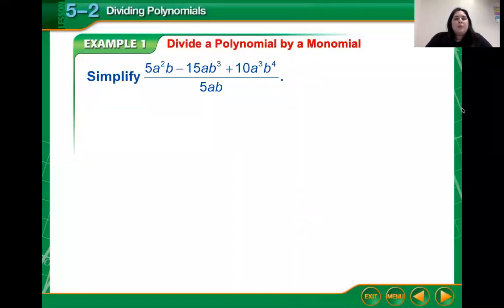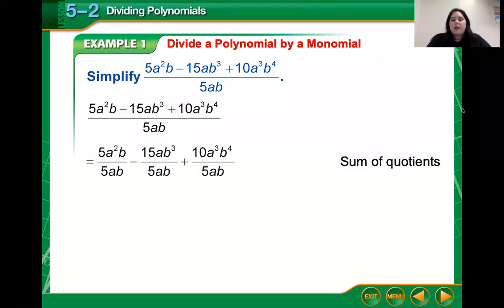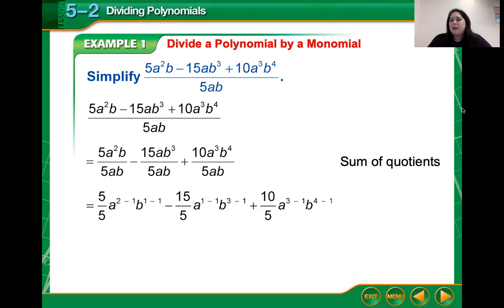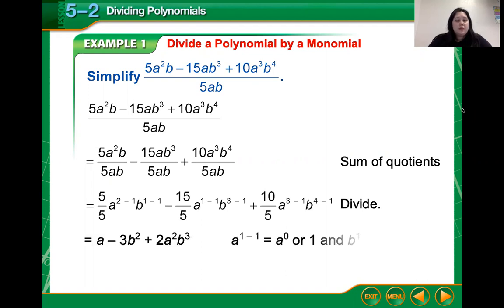Dividing a monomial is pretty simple. We're just going to make separate fractions. In this case, we have 5a squared b minus 15ab cubed plus 10a cubed b to the fourth over 5ab. To do this, we separate them into different fractions with the same denominator of 5ab, and then use properties of exponents to simplify. We use the quotient property and subtract the bottom exponent from the top exponent for the like variable. When we do that, we get a minus 3b squared plus 2a squared b cubed.